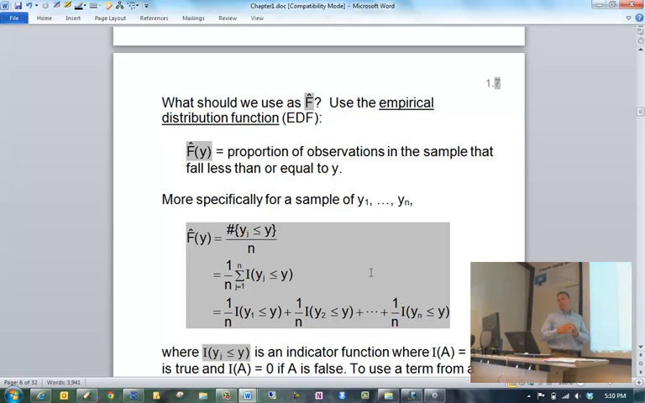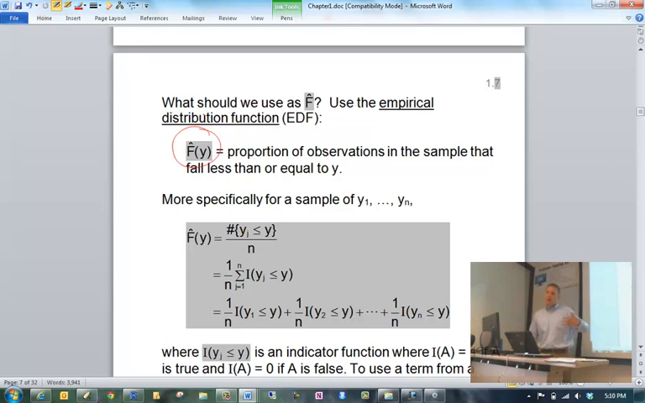So the EDF is actually a very simple thing. All it is, what you will learn like in Stat 218, is a cumulative relative frequency distribution. That's it. So in other words, F hat of y, so F hat evaluated at y, is simply the proportion of observations in your sample that fall less than or equal to y.